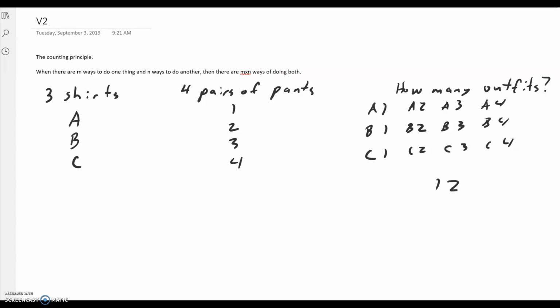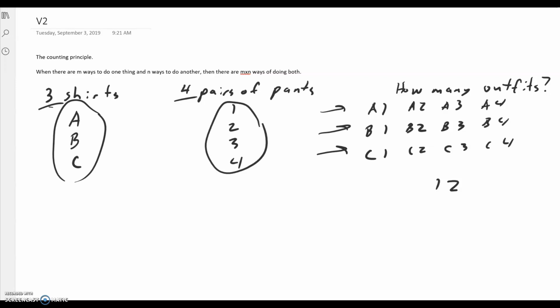And you can see that the way I've done this, there are kind of 3 groups of 4. Here's a group of 4, here's a group of 4, here's a group of 4, 3 groups of 4. The counting principle says if you have 3 ways to choose your shirt and 4 ways to choose your pair of pants, then you have 3 times 4, or 12 ways of doing it together.